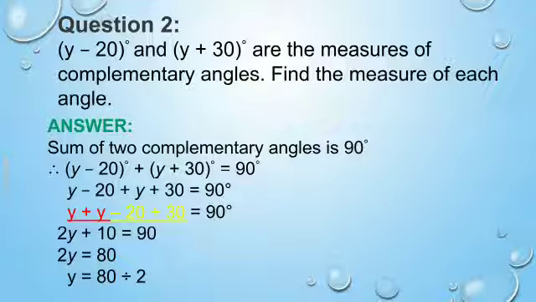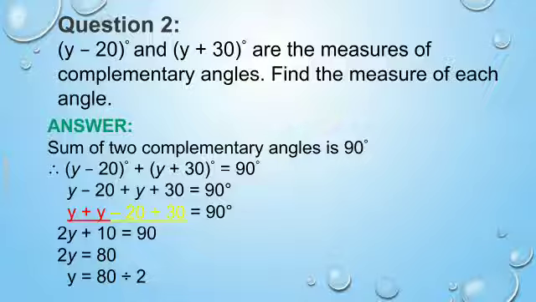Now you will add and subtract your variables and your coefficients. So y plus y, what will you get? You will get 2y. Now minus 20 and plus 30. 30 minus 20, what will you get? You will get 10. Now which sign will you give to the 10? Which number is bigger, 20 or 30? 30 is bigger, and 30 has the sign of plus. So that is why we will write plus 10 is equal to 90.